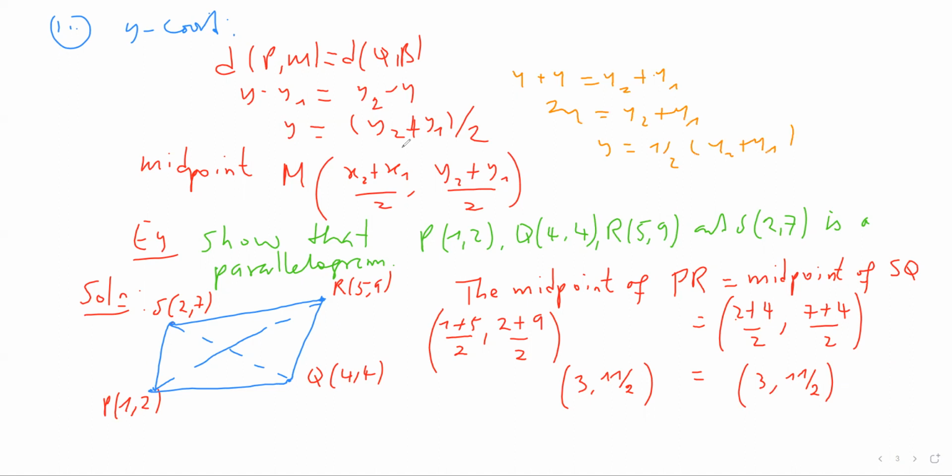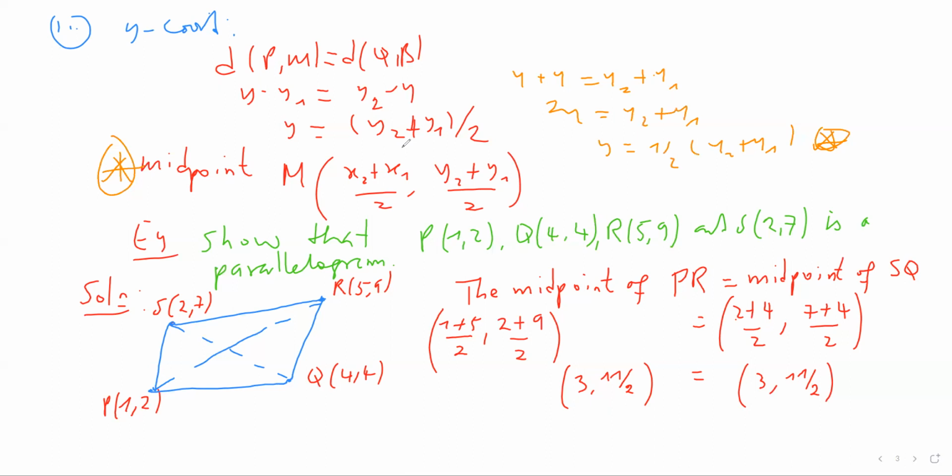So this gives us the y value for the midpoint. And then we've also computed the x value for the midpoint. And so this midpoint is nothing but half of the x1 plus x2, and then half of y1 plus y2.